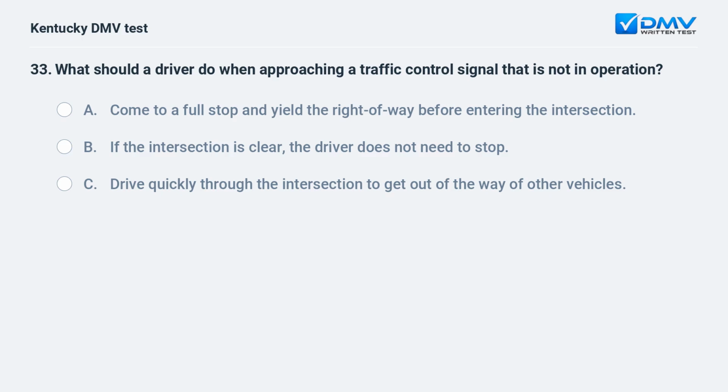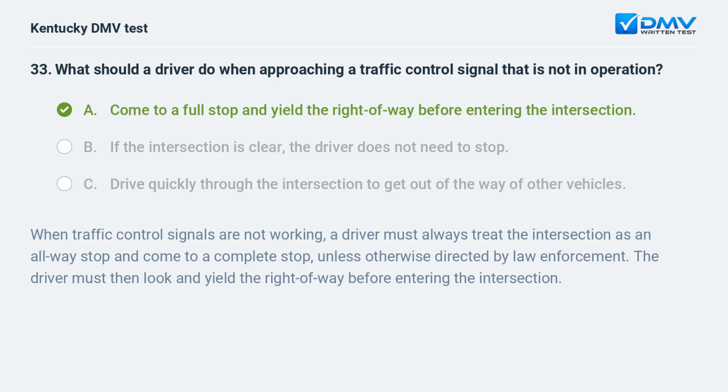What should a driver do when approaching a traffic control signal that is not in operation? A. Come to a full stop and yield the right of way before entering the intersection. B. If the intersection is clear, the driver does not need to stop. C. Drive quickly through the intersection to get out of the way of other vehicles. A. Come to a full stop and yield the right of way before entering the intersection.